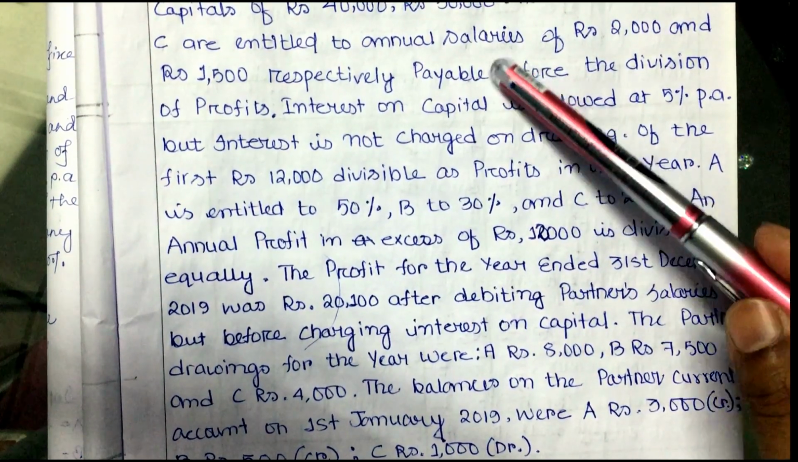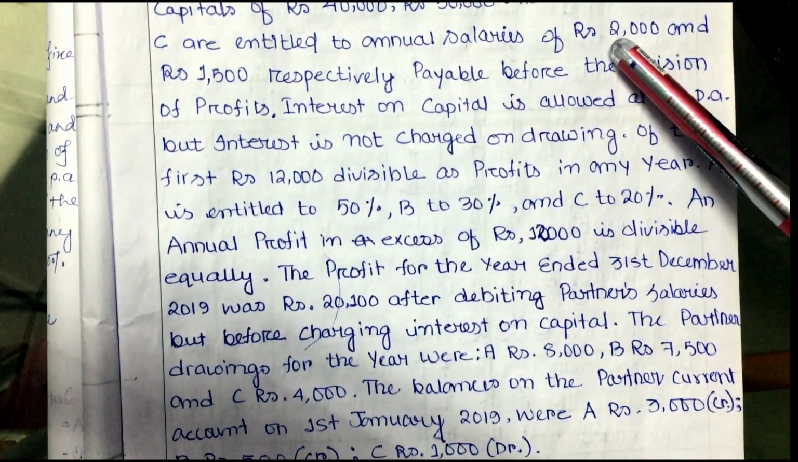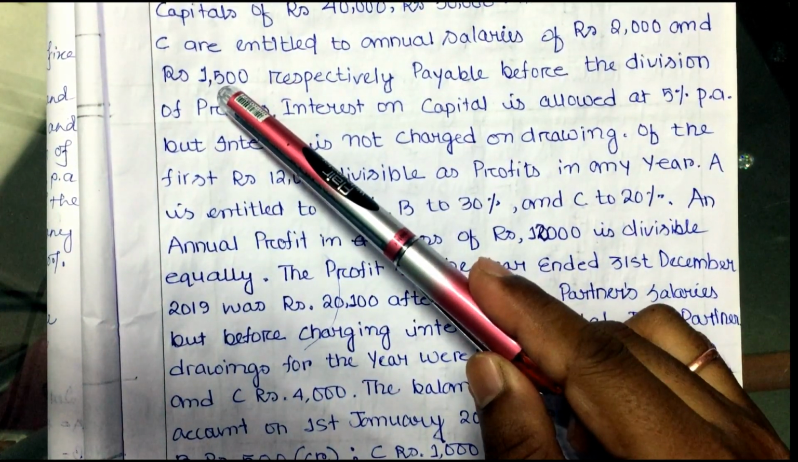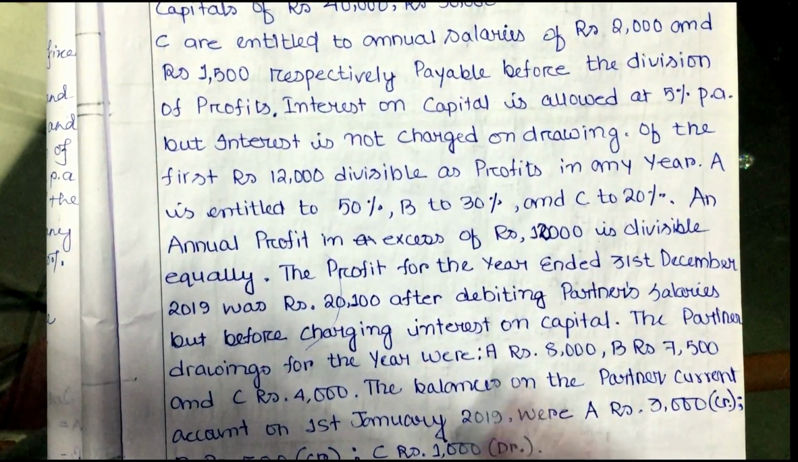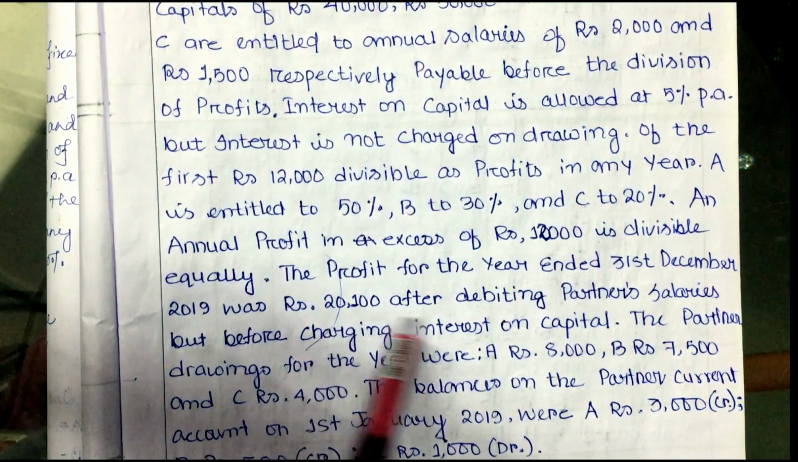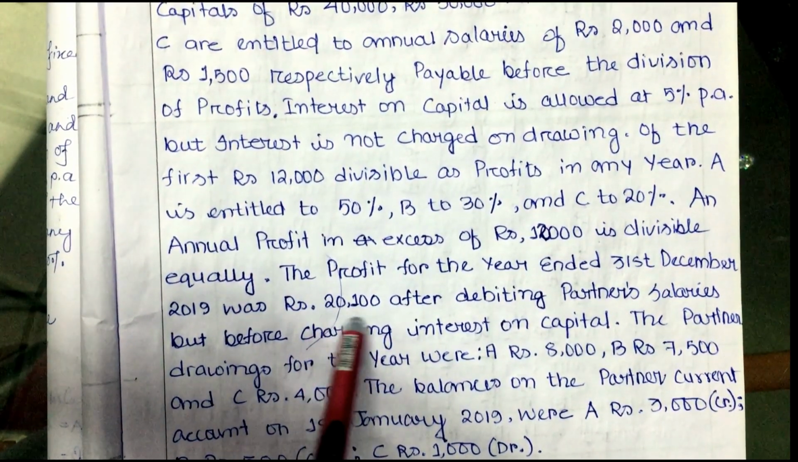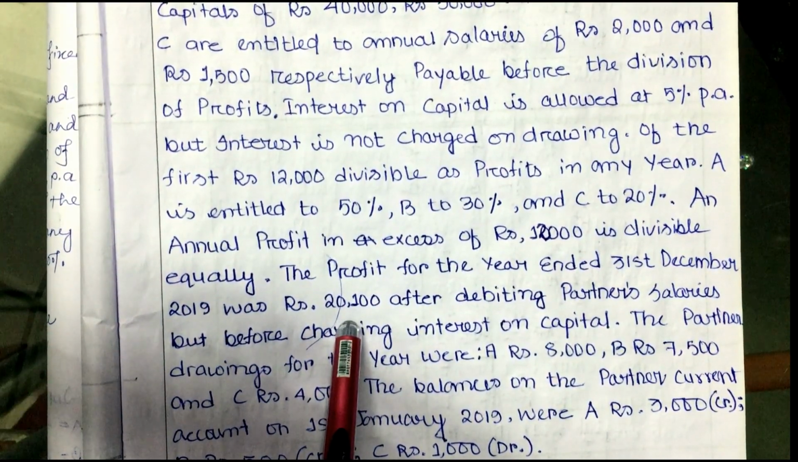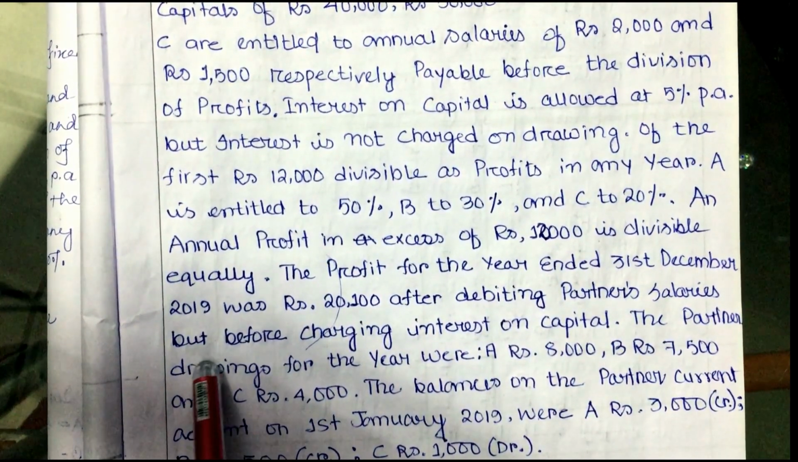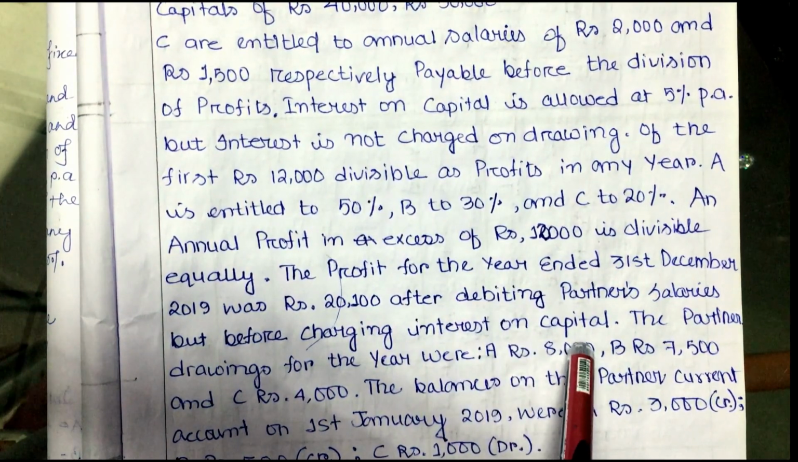Salary to partners. Salary to partners was how much? Total of 2,000 plus 1,500, that means 3,500 rupees. So you will have to add those 3,500 rupees to this 20,100 rupees to make it gross after debiting partners' salary but before charging interest on capital.